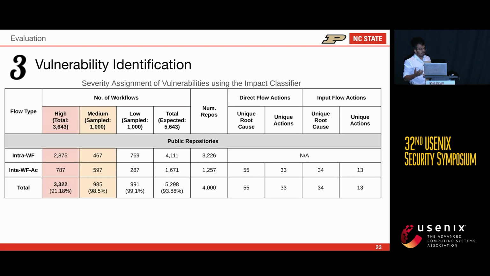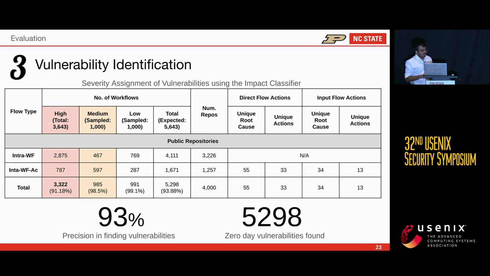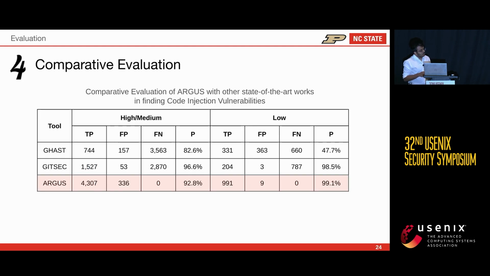Now, because we cannot manually verify all of these vulnerabilities, we sampled around 5,000 of them, and we verified that we have a 93% precision in finding these bugs, and we found almost 5,000 zero-day vulnerabilities. For the comparative evaluation, we compared against two other tools, one by the GitHub security team itself and another paper. And we got almost 7 times more vulnerabilities than them while keeping a good precision.